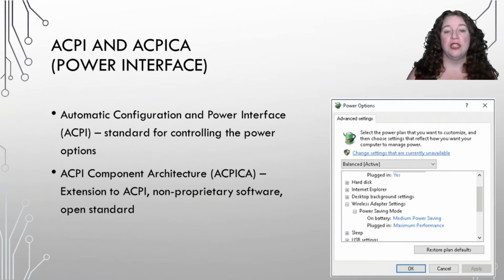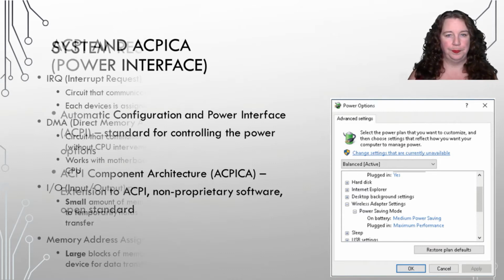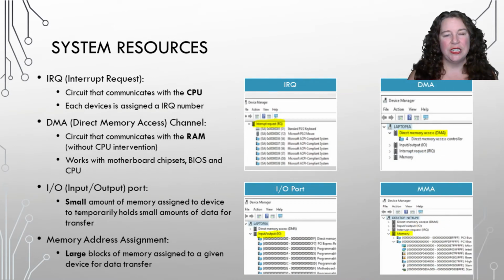The ACPI component architecture is the ACPICA component architecture, and it's an extension to the ACPI that's a non-proprietary, open standard that helps with the interface options. So most computers are going to use some version of ACPICA, the component architecture, to be able to keep track of their power. A couple of system resources, and these are really important in even your regular computer, but they're very important once you get into a server to keep track of your resources.